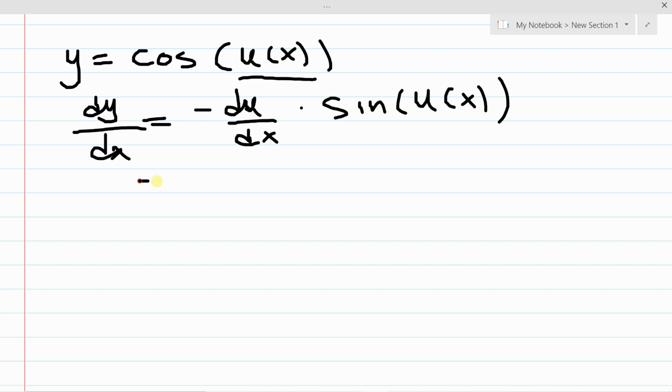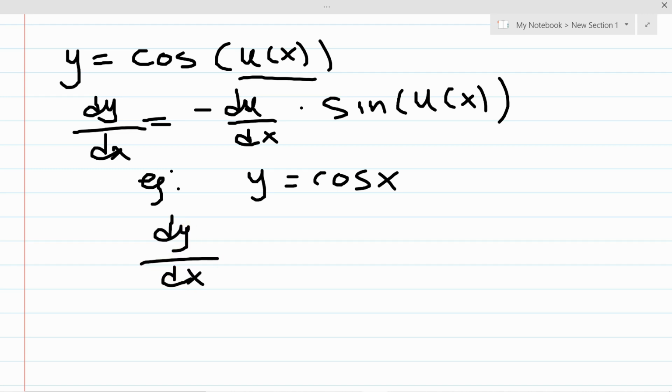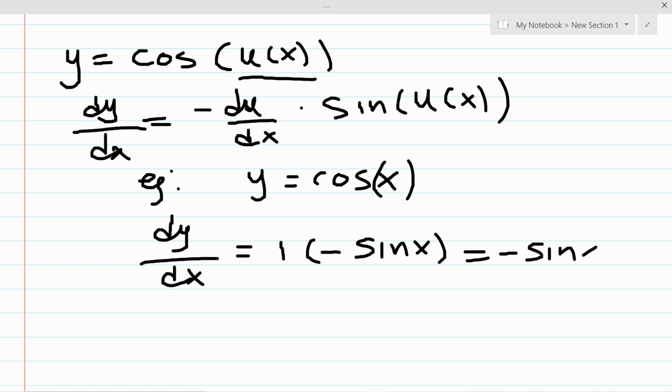An example is, if I have y equals cos of x, that's the simplest you can get. dy dx is now equal to, differentiate the bracket, what is in the bracket is x, so when I differentiate x, I get 1, times negative sine of x. That is why we brought a negative first. So we get negative sine x, because 1 times any number is the same number.